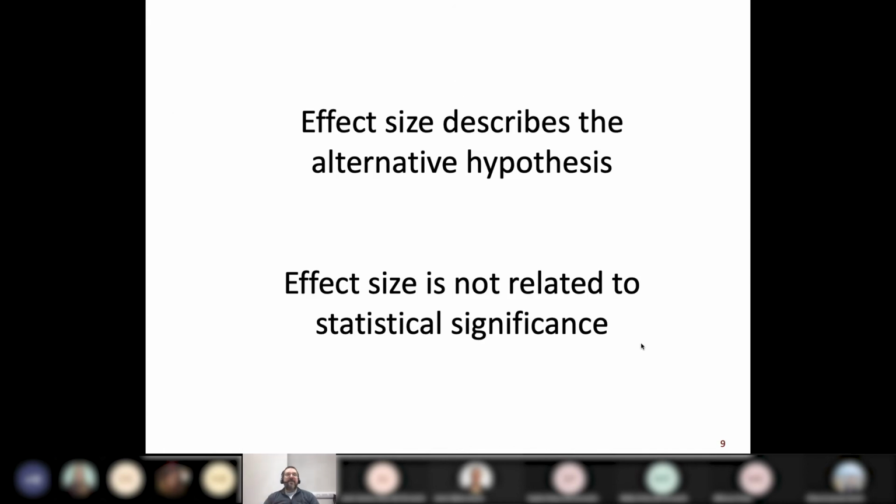Effect size describes the alternative hypothesis. And effect size is not related to statistical significance. It's a different thing. Effect size will tell you how different the two samples are, while the t-test will tell you if this observed difference is statistically significant.